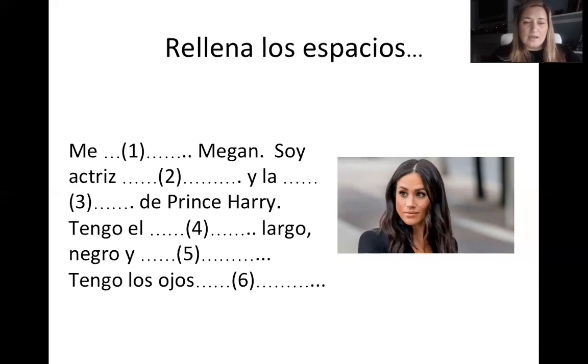Starting again. Me llamo Megan. Soy actriz americana y la mujer de Prince Harry. Tengo el pelo largo, negro y ondulado. Tengo los ojos marrones.